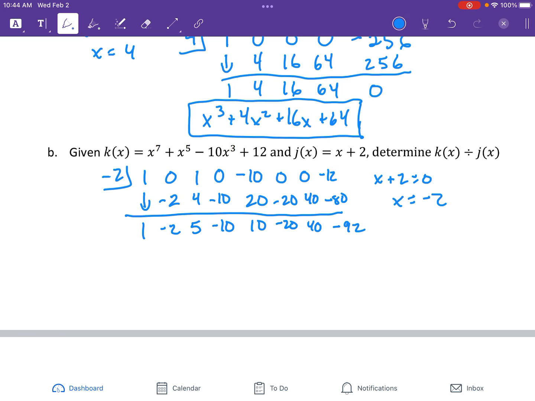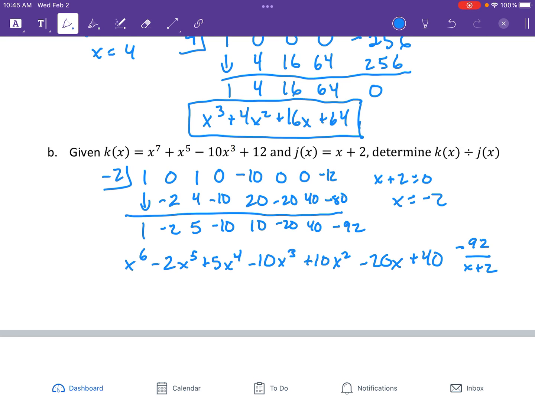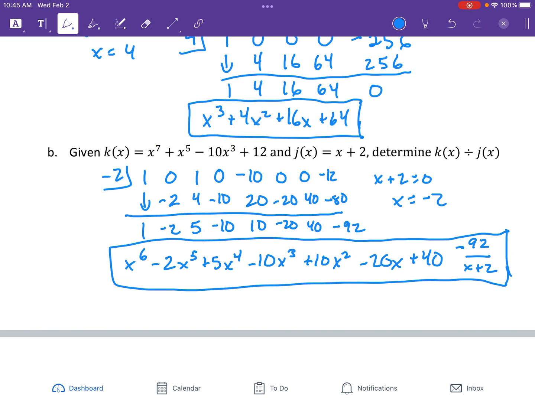Okay, so this problem has a remainder. So we're going to have, we started with x to the 7th, we have x to the 6th, minus 2x to the 5th, plus 5x to the 4th, minus 10x to the 3rd, plus 10x squared, minus 20x, plus 40, and then minus 92 over a remainder of x plus 2. Very long answer. All right, and just good practice for synthetic division.